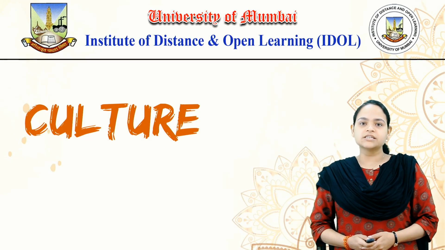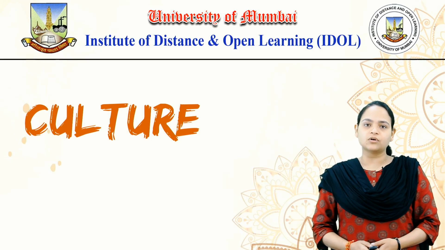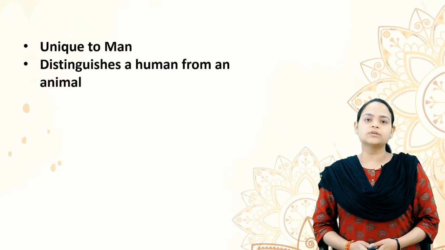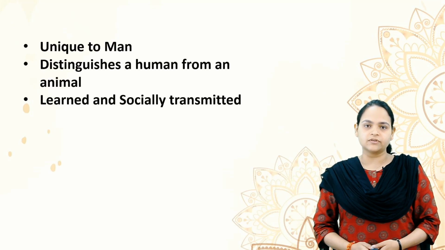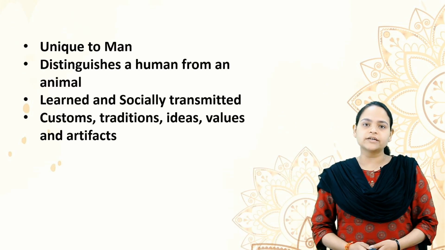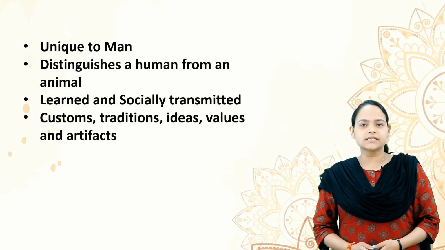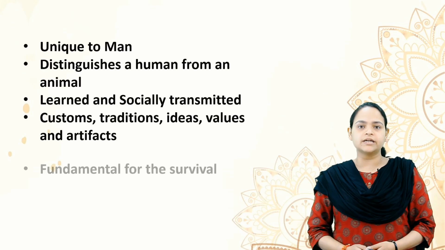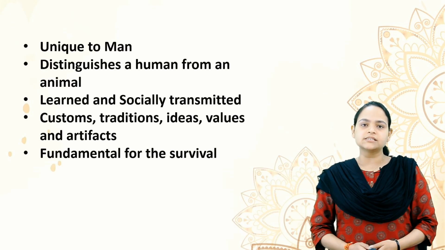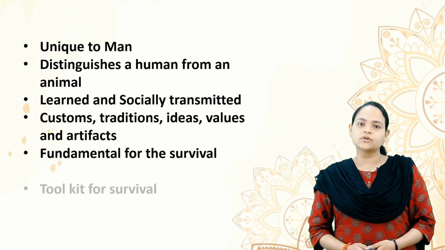Today we will explore the concept of culture and understand the processes involved in its development. To begin with, let us first understand that culture is unique to man. It is the most important trait that has distinguished a human from an animal. Culture is the totality of learned and socially transmitted behavior. It includes the customs, traditions, ideas, and values, artifacts of groups of people. Culture is essential for individuals because it is fundamental for the survival of societies. Since humans cannot rely only on instincts to survive, culture is a toolkit for survival.